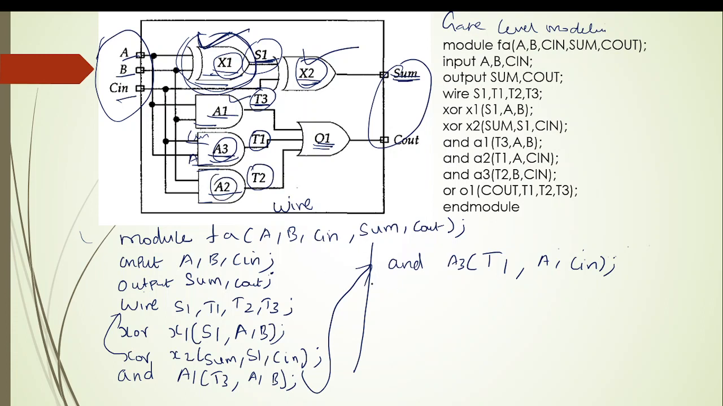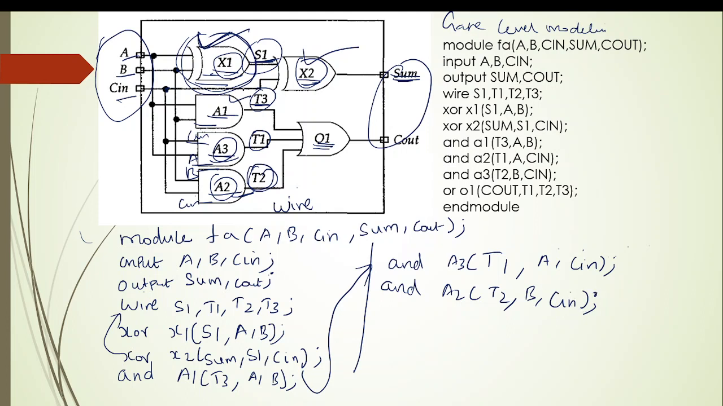And next let us take A2. So and A2. The output of this A2 is T2. And then what are the inputs? We have B and then Cin. Cin is connected and B is connected. So B, comma Cin. Terminating that line with semicolon.